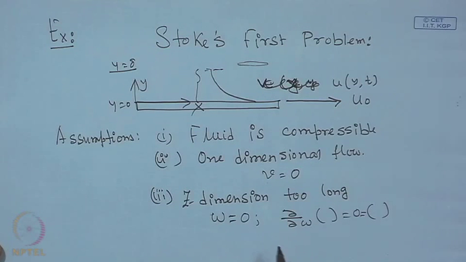Under these assumptions, one can write down the equation of continuity, one can write down the equation of motion, and derive the velocity expression as a function of y and t. Once we formulate the governing equation, we will set up the boundary conditions and examine whether this problem will admit a similarity solution or not.